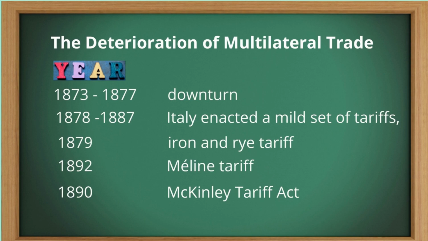In 1878, Italy enacted a mild set of tariffs, with more severe duties enacted in 1887. With its iron and rye tariff in 1879, Germany reverted to more protectionist measures, and France followed suit with its Méline tariff in 1892. Only the United Kingdom, out of all the major Western European powers, stuck to its free trade policies.